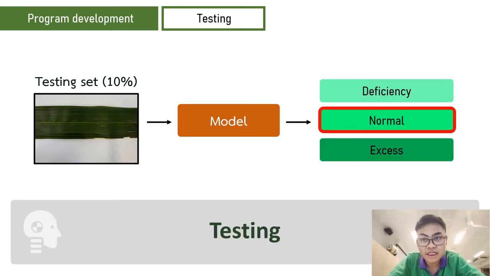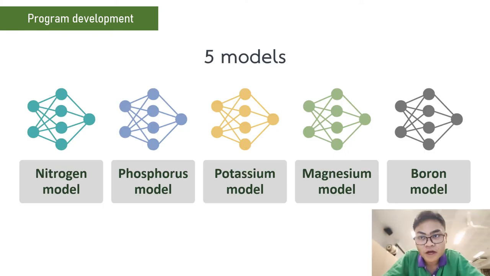And for the testing step, we used the trained model from the training step to predict the ranges of nutrients from leaf images in the testing set. Five models were trained and tested separately for five kinds of nutrients.